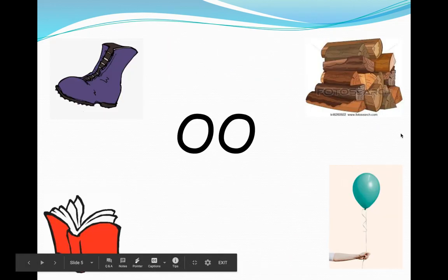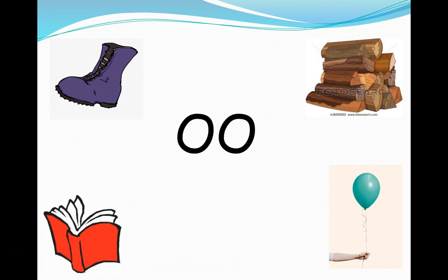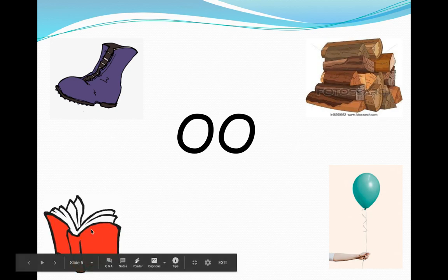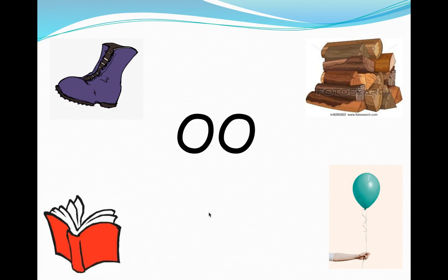So we're talking about our two O's. When they're together, they make two different sounds. They act very silly when they're together. Like this word is book. That's right. What sound are the two O's making in the word book? That's right. Book. It's making that sound. Book. Tap it out so you can hear.